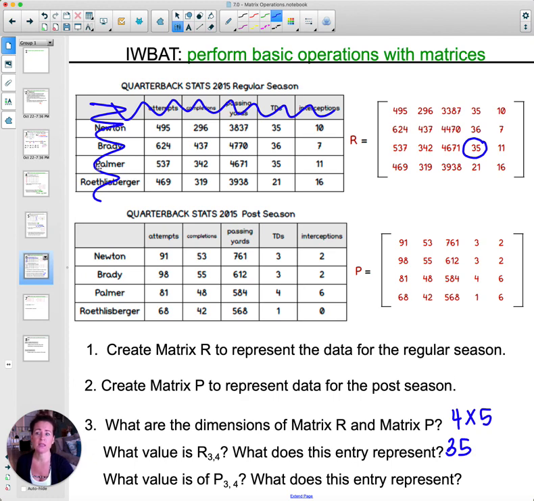So this is Palmer's touchdowns. Okay, so you can look here. So Palmer's touchdowns. So he had 35 touchdowns in the regular season. So Palmer threw 35 touchdowns in the regular season. That's what it represents. How about P3,4? So same quarterback, same column, okay, but this time it's in the postseason. So this element P3,4 represents that Palmer threw 4 touchdowns in the postseason.